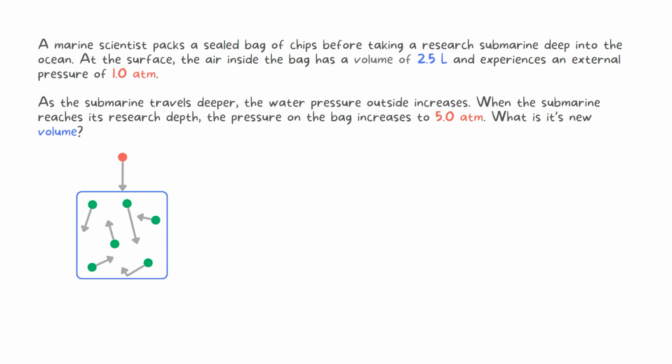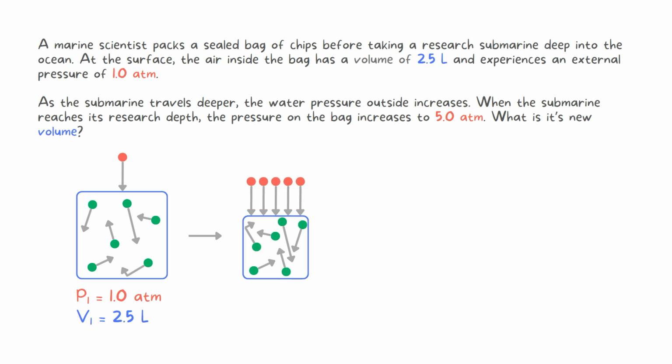Here's our before scenario. We have a certain number of gas particles flying around in a container and a little bit of pressure pushing on the outside of the container. We can identify our variables as initial pressure is 1.0 atmospheres and initial volume is 2.5 liters. Then things change. The amount of pressure on the container increases. That's symbolized by all of the little red dots pushing down on the container. The temperature stays the same, so the little arrows are the same length. And there's also the same number of particles in the container, but the volume of the container changes. We get a final pressure of 5.0 atmospheres, and we're looking for the new volume.